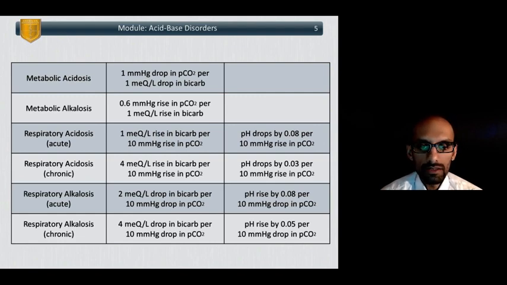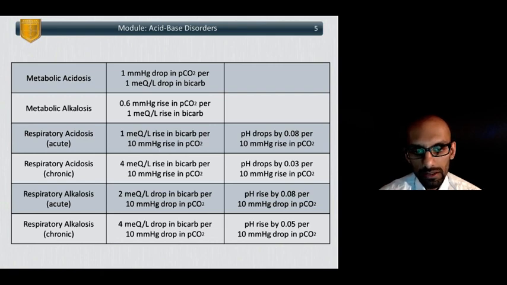On the flip of a switch, you can alter your respirations to counteract metabolic syndromes, whereas primary respiratory syndromes, you're calling upon a host of factors like renal mechanisms and so forth, which are generally kind of slow, pretty sluggish in response to compensate for this. Now, once you get to a chronic acidosis, your response from the kidneys and systemically is a little bit more robust. You can get about a 4 milliequivalent rise in bicarb for every 10 millimeter mercury rise in PCO2.